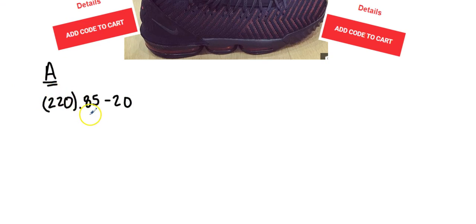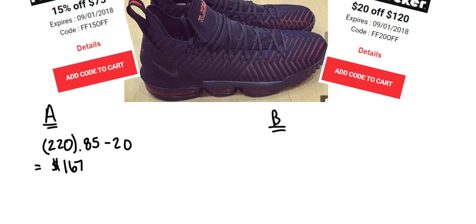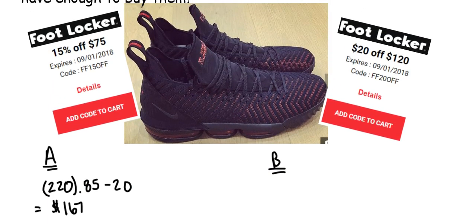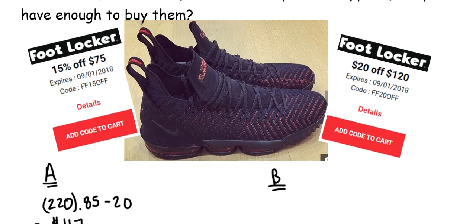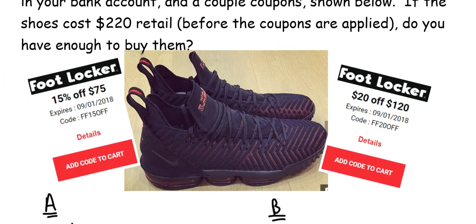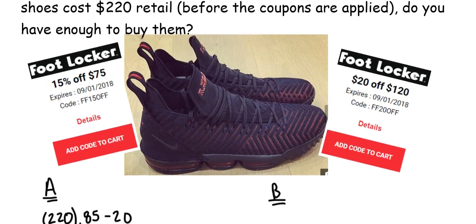Plug that into your calculator, and all of a sudden you come up with a price of $167 for scenario A. So that one looks good. Let's take a look at what happens when we flip this. We're looking at the order in which we apply these two discounts, and we're going to see how it affects the total price of these shoes.